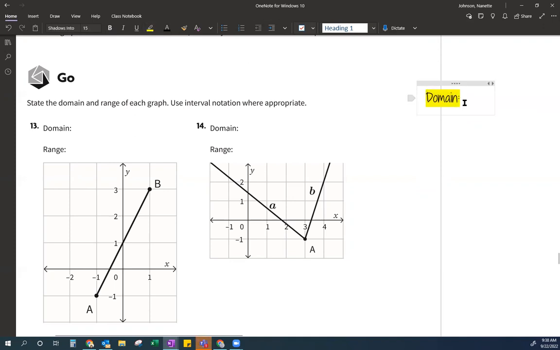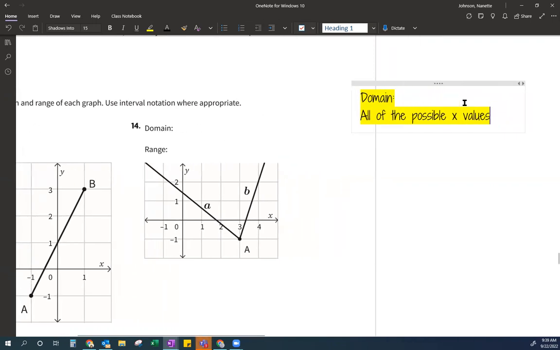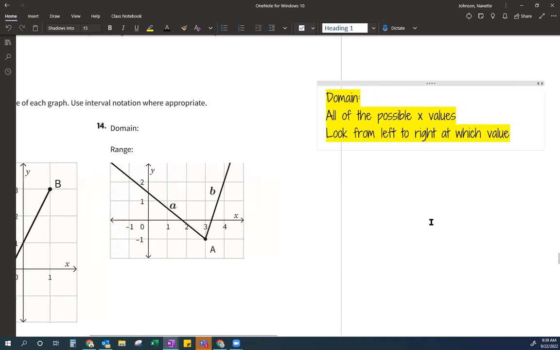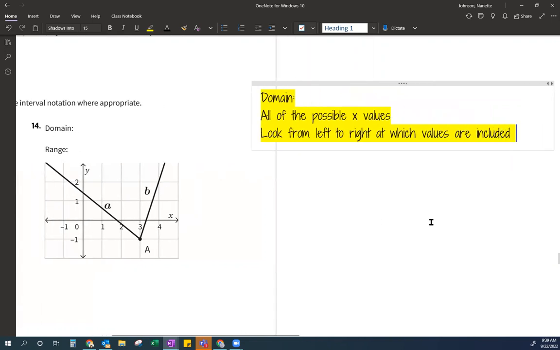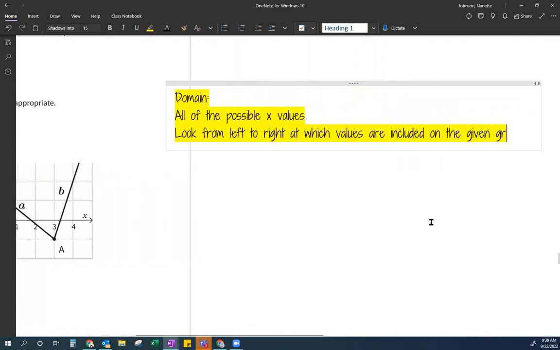Okay, so for domain, this is all of the possible X values. So when you're looking for the domain, you're looking from left to right. Okay, so you're looking from left to right at which values are included on the given graph.